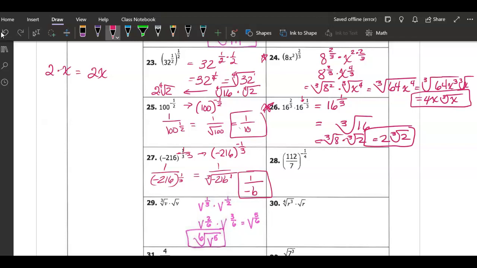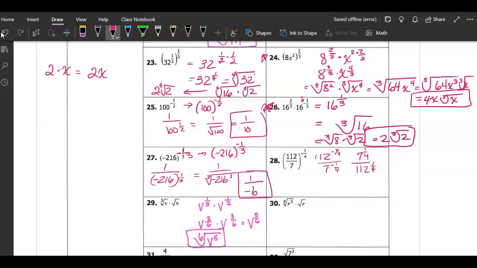Okay, look at number 28. This is raised to the negative 1/4 power. That means neither one of these are happy where they are, okay? Because this is 112 raised to the negative 1/4 power over 7 raised to the negative 1/4 power. Well, since neither one of them are happy, we're going to reverse those. We'll do the inverse of that: 7 over 112. Both of those are to the 1/4 power.